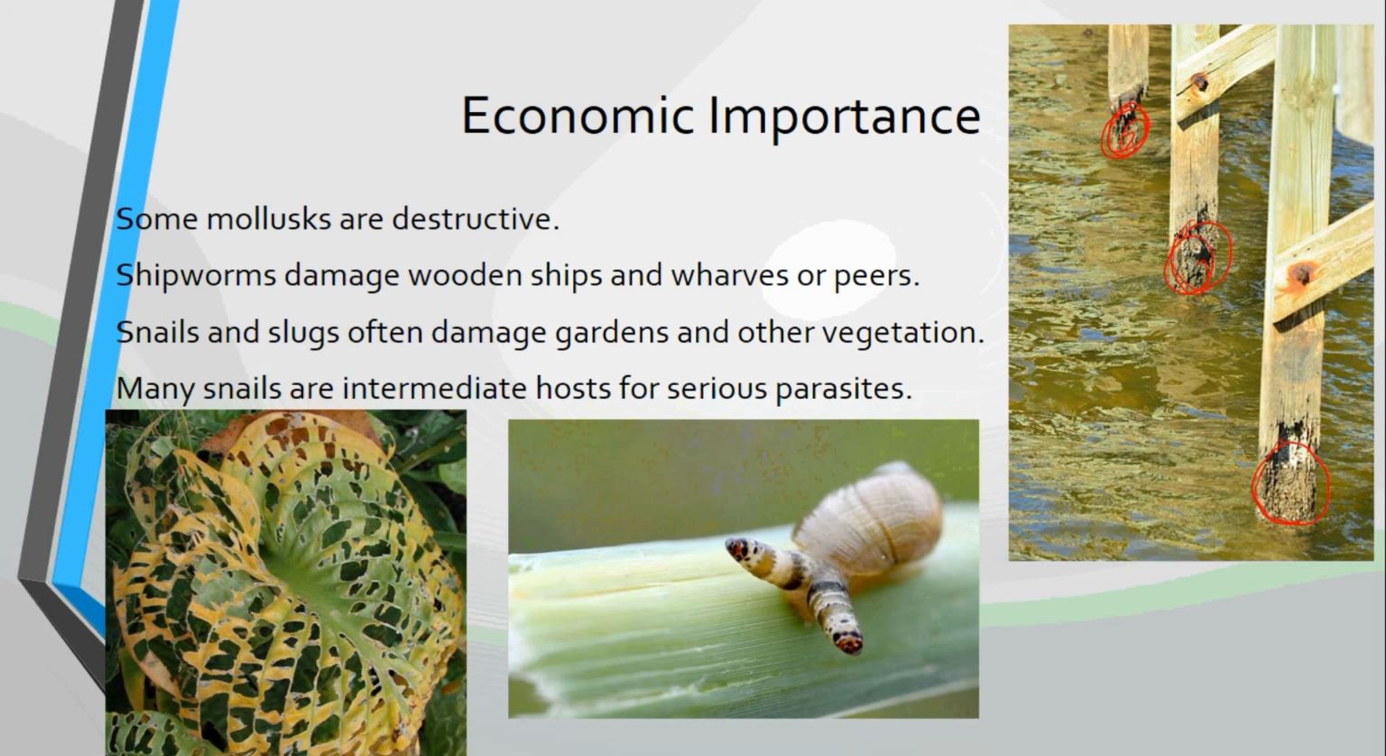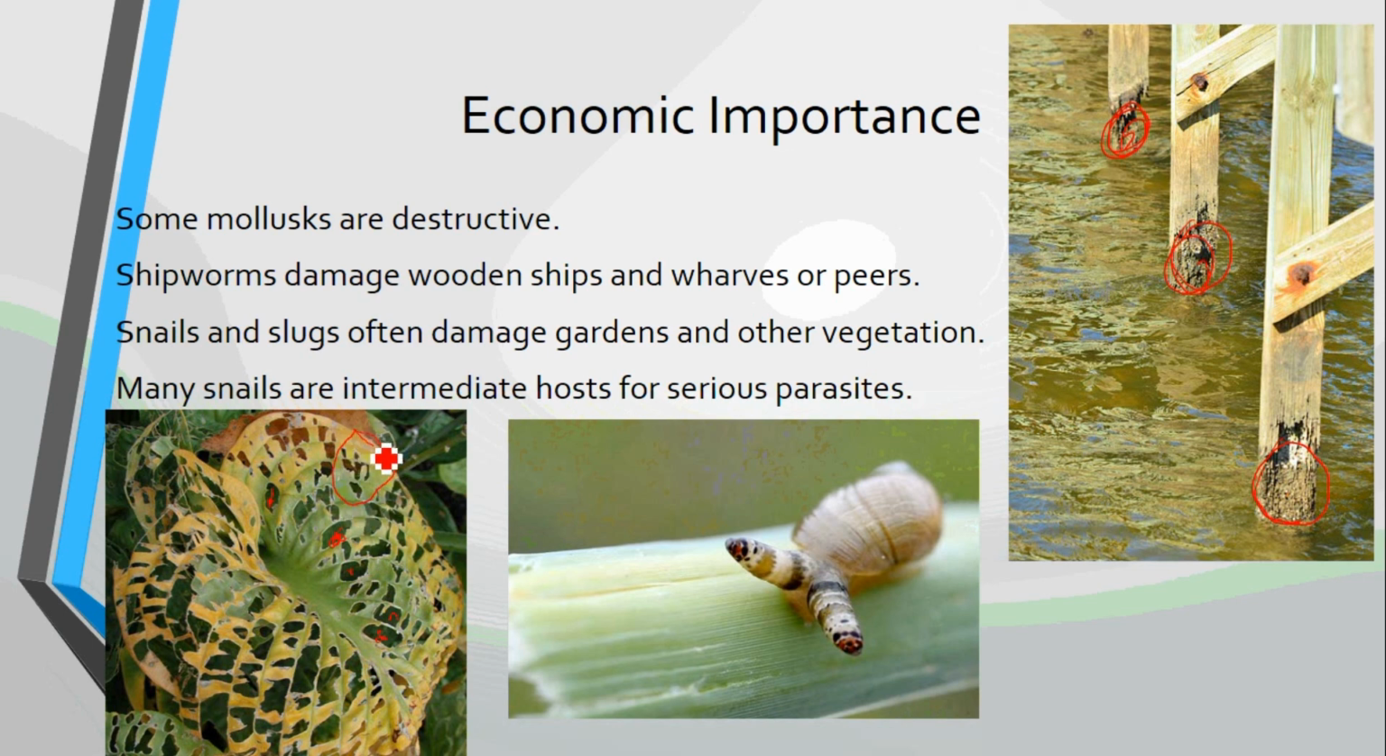Snails and slugs often damage gardens and other vegetation. So here we see this large leaf, and all these holes were caused by slugs or snails. And we know that these are caused by slugs or snails because the holes are out in the middle of the leaf. So a caterpillar will start on the edge and just eat its way through the leaf.